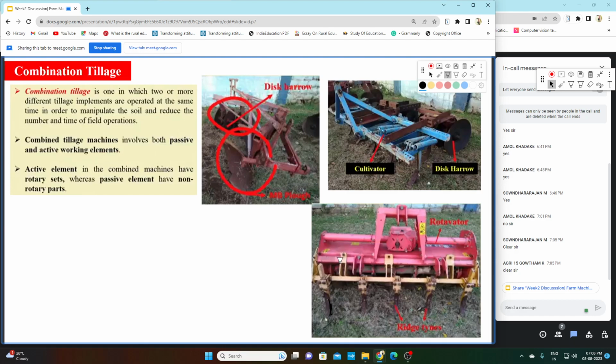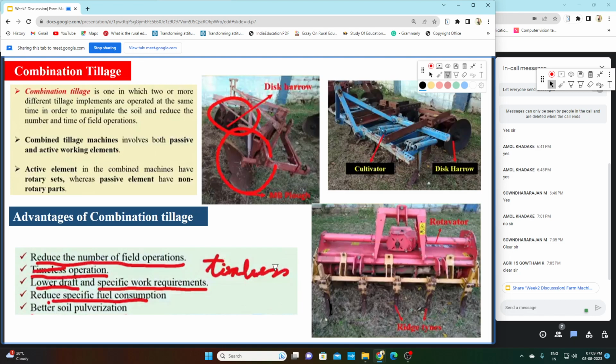In the rotavator, you can see the blades are operated by tractor PTO power. So the rotavator is an active implement, and this rigid tine cultivator is a passive implement. So it is a combination of active and passive. In this diagram, the cultivator and disc harrow are both passive. Here the disc harrow and MB plow are also passive. So combination tillage can be passive with active, passive with passive, and active also. This is the theory about combination tillage.